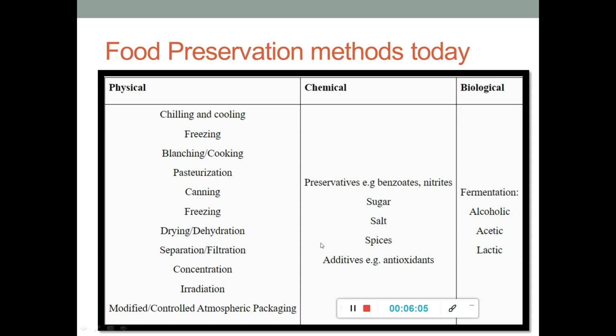Among the chemical methods, we can have preservatives such as benzoates, nitrites, sugar, salt, sulfates, spices and various additives. And biological techniques could include fermentation, which would result in the formation of alcohols, acetic acid as well as lactic acid. We have already spoken about chilling and cooling as well as freezing, and we'll be concentrating in this session on these three techniques: blanching, pasteurization and canning.